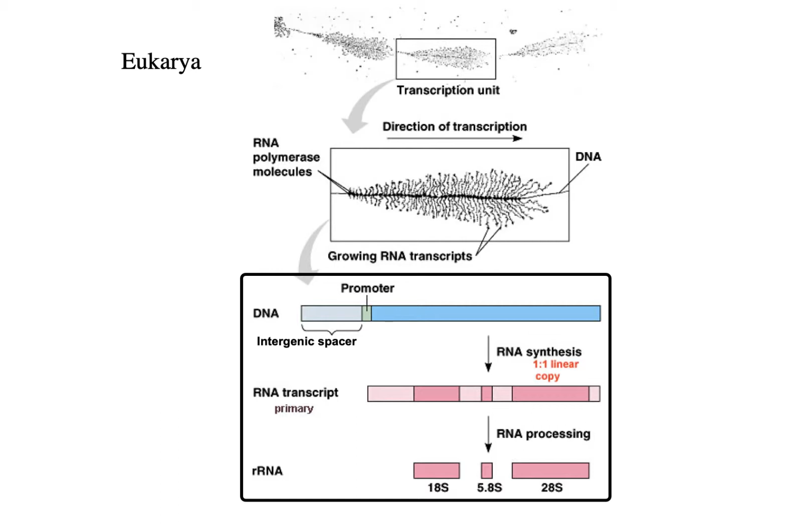and then processed into the 18S or small subunit, 28S or large subunit, and 5.8S ribosomal RNAs to be incorporated into the large and small subunits. The 18S becomes incorporated into the small ribosomal subunit, and the 28S and 5.8S ribosomal RNAs end up in the large ribosomal subunit.